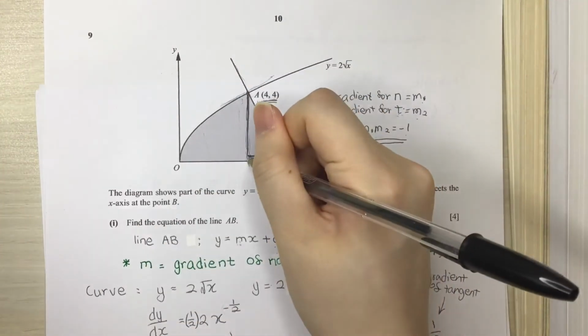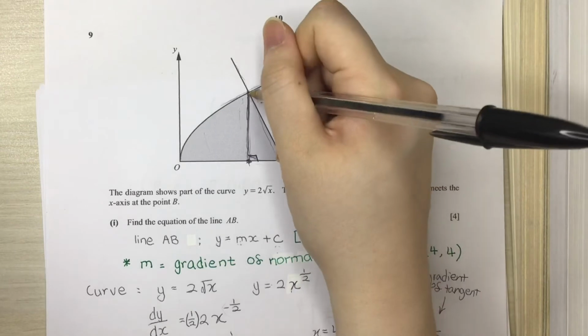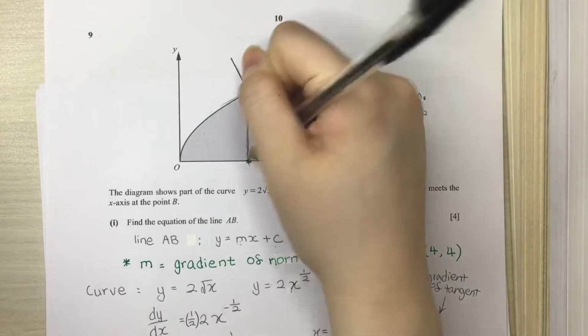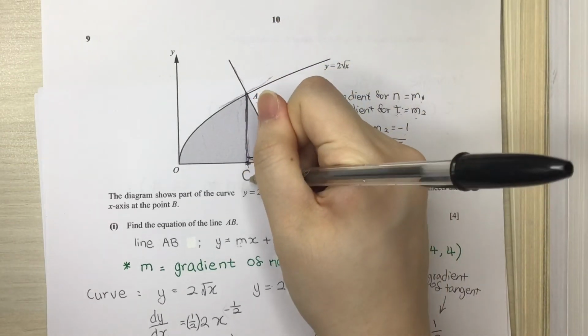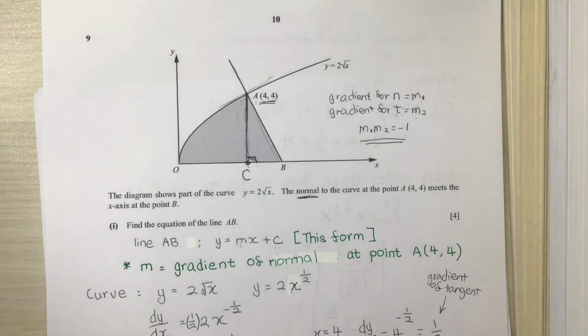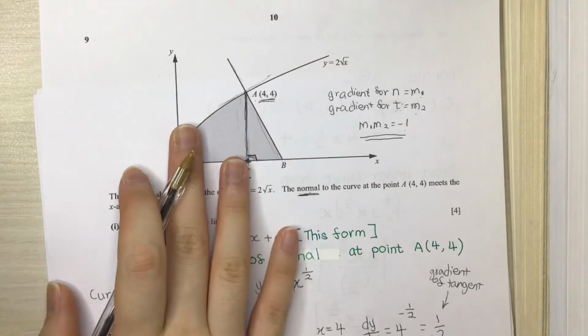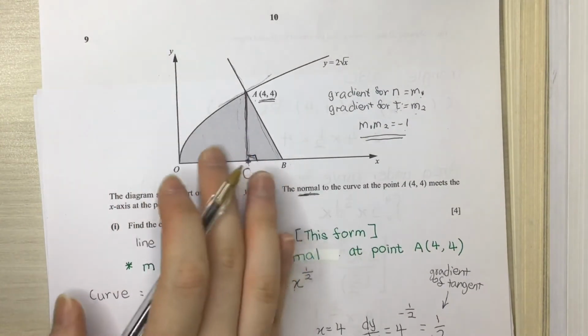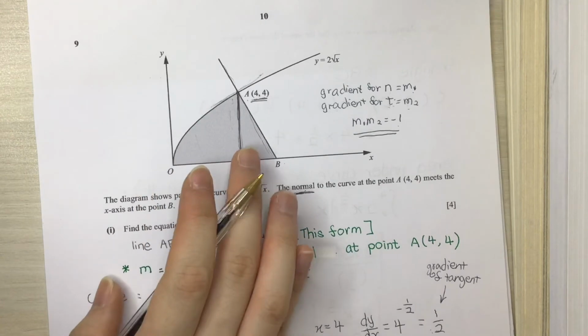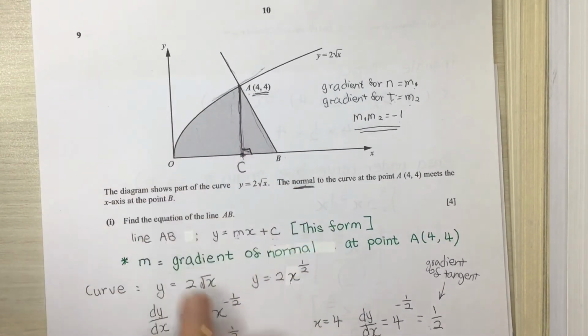And I would like to label the point where the line that is drawn from the point down to the x-axis here as point C. So this is my way of separating the regions this way, which helps me with finding my area under the curve.